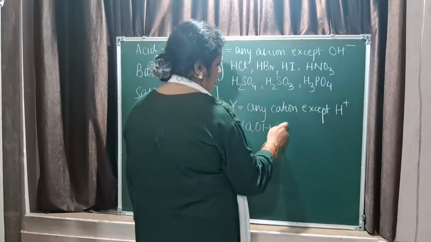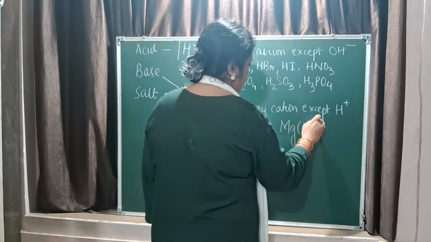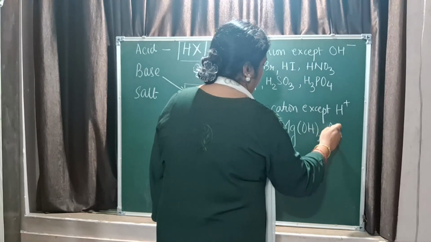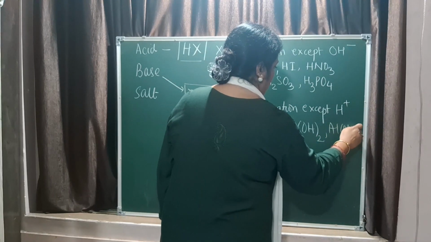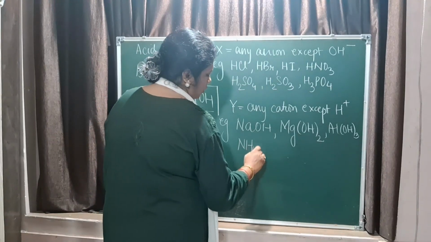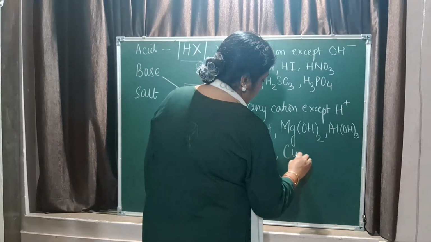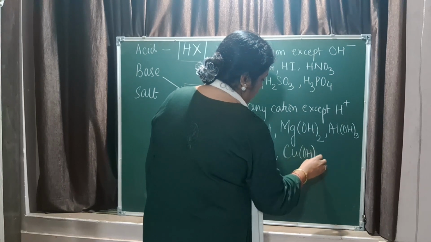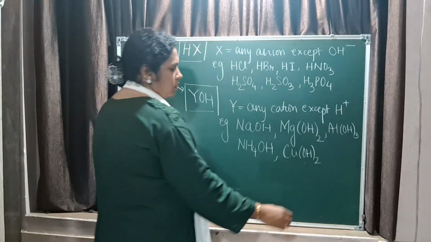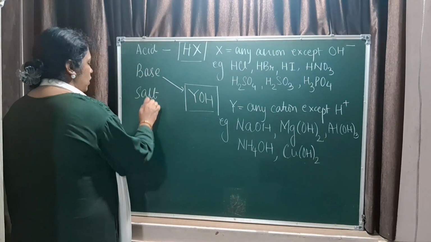Examples: NaOH, Mg(OH)2, Al(OH)3, NH4OH, then you can have Cu(OH)2, right?